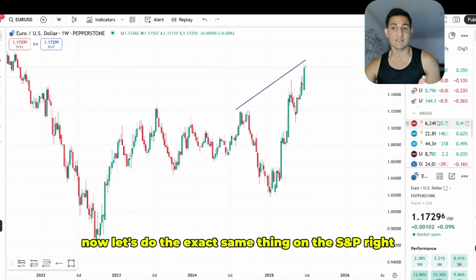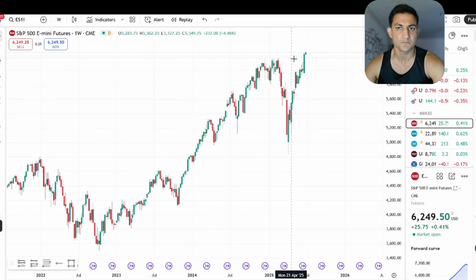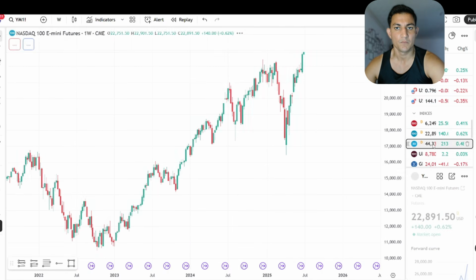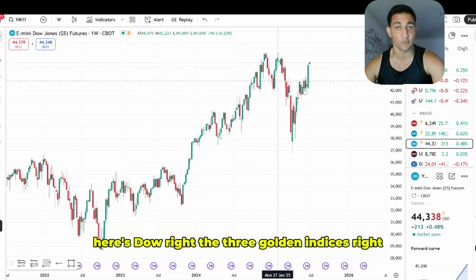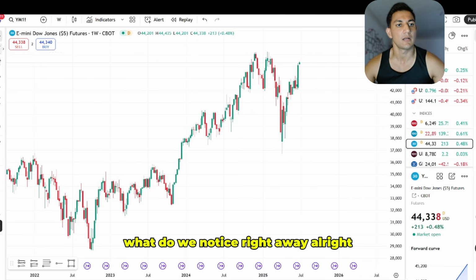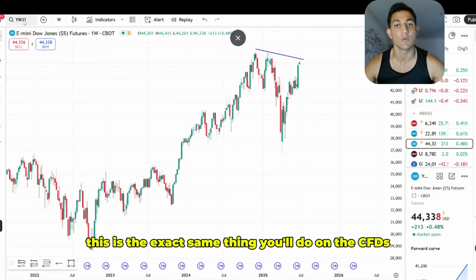Now, let's do the exact same thing on the S&P, right? So here's the S&P. Here's NASDAQ. Here's Dow, right? The 3 golden indices, the 3 American indices. What do we notice right away, right? Price does not, on Dow, does not take this out. And this is the exact same thing you'll do on the CFDs, by the way.